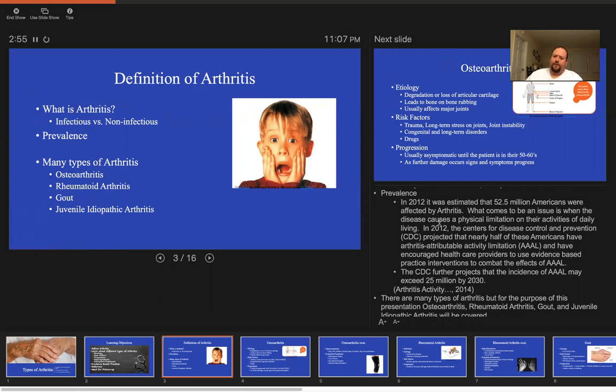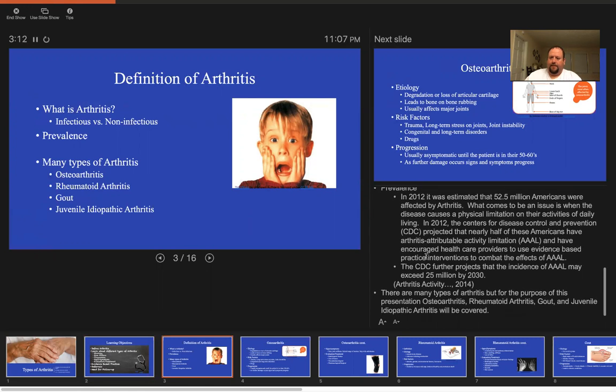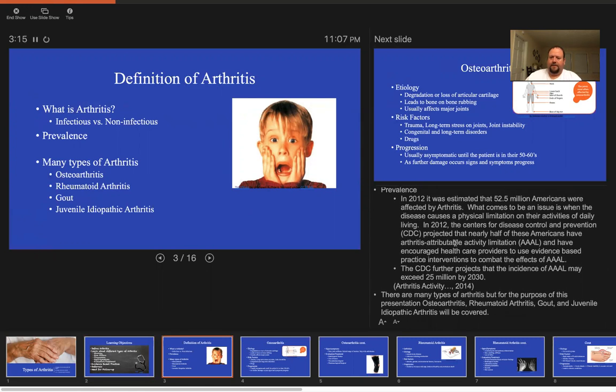All right, so prevalence. In 2012, it was estimated that 52.5 million Americans were affected by arthritis, which becomes an issue when the disease actually causes a physical limitation on their daily activity. In 2012, the CDC projected that nearly half of these Americans have activity limitation and encouraged health providers to use evidence-based practices to improve this phenomenon. The CDC further projects that the incidence of these limitations will exceed 25 million by 2030.